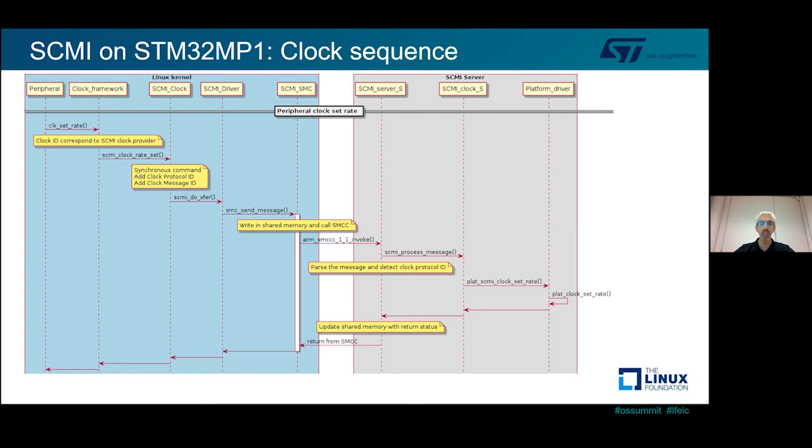So as you see, the Linux system at that time is blocked. We are on a synchronous command, only one call, and the channel is blocked at that time, and we'll wait for the return from this call. The return of the call will be handled by the STMI server, which will update the shared memory with the return status and go back through the SMC to the Linux kernel, informing the peripheral driver whether the set rate has been properly managed or not.